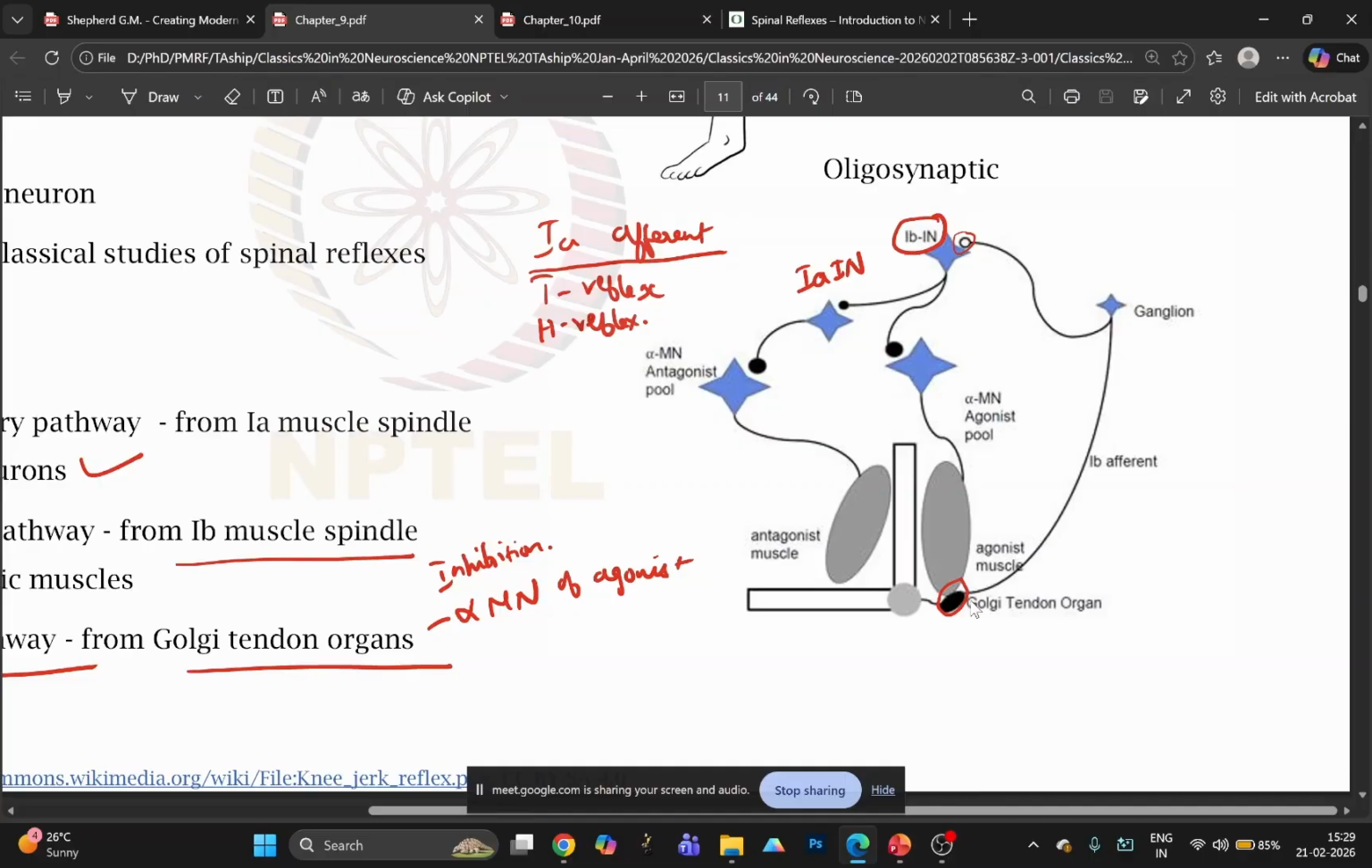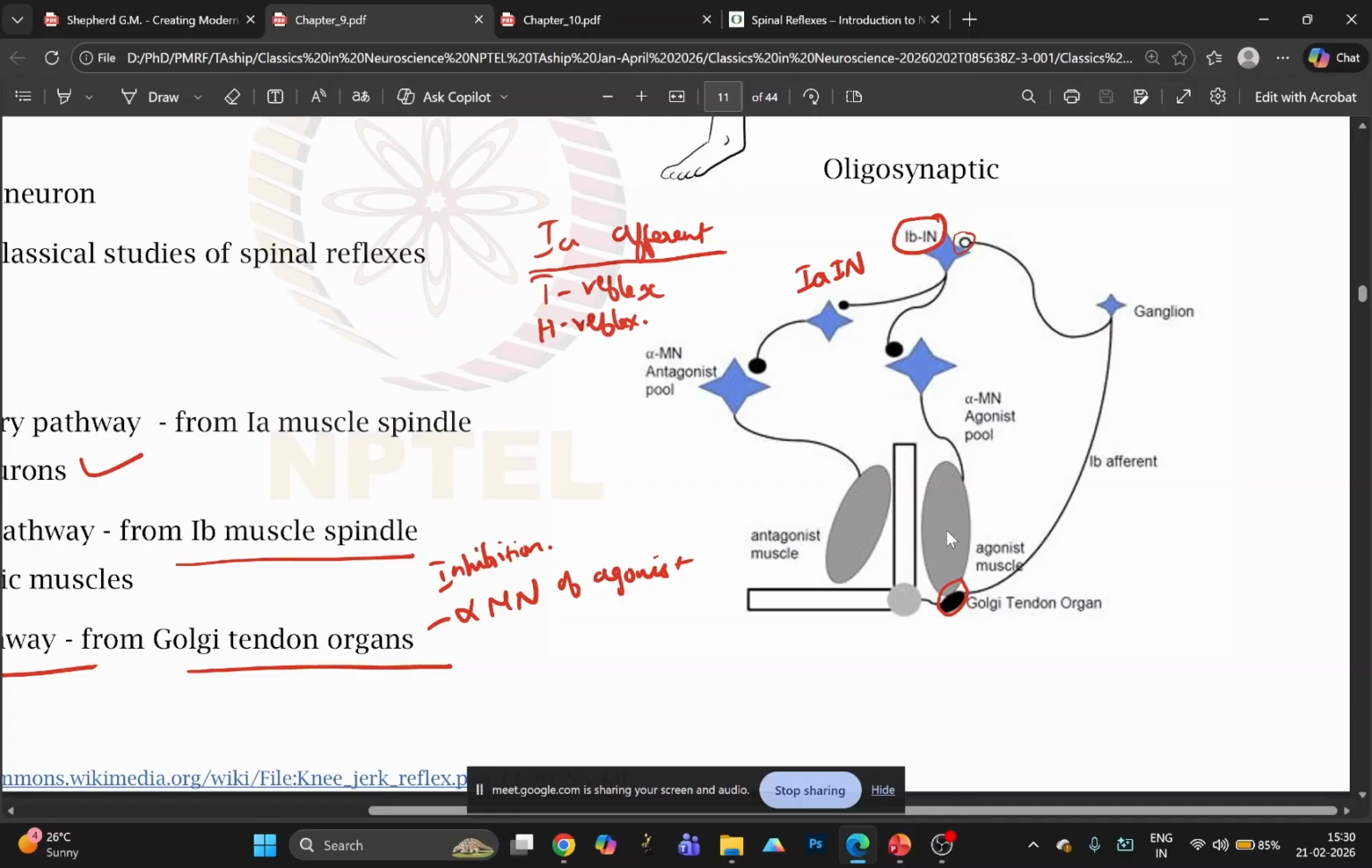Disynaptic means there are two synapses. And which are the two synapses? The first synapse is between this 1B afferent and the 1B interneuron. This is an excitatory synapse because, as we discussed, sensory afferents are always excitatory in nature. So this 1B afferent is going to form an excitatory synapse with the 1B interneuron. And this 1B interneuron is going to form an inhibitory synapse with the alpha motor neurons of the agonist, that is, in this case, the quadriceps.